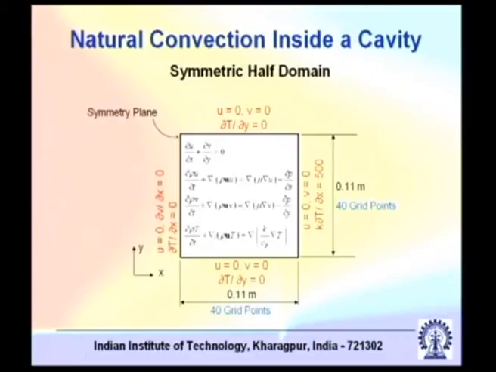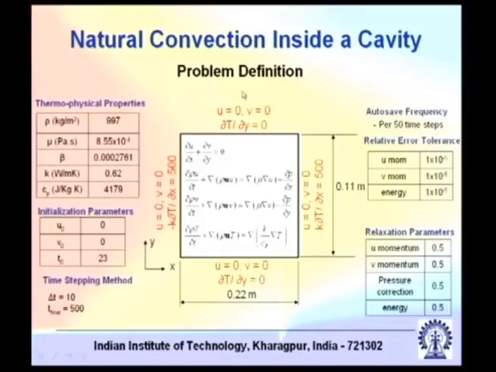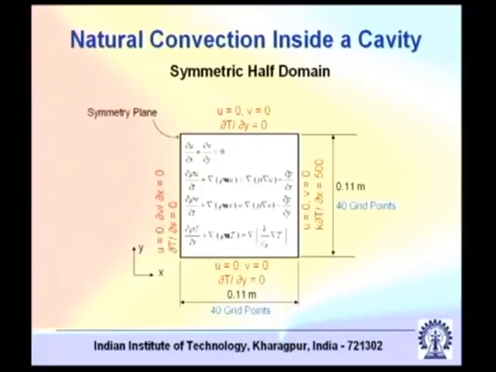Now let us try to solve the problem by considering the symmetry of the problem. See, the problem is symmetric with respect to the center line. So if you pass an axis through the center line, then the left hand side and the right hand side is exactly symmetric. So you can solve half of the domain to save your computational effort. So what you do, you consider a symmetric half domain, so this is the center line, this is the symmetry plane on the center line of the rectangular cavity. So you have to specify the boundary condition now at the center line.